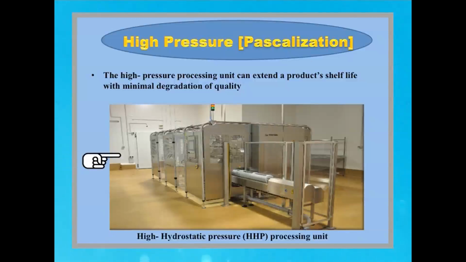Here you can see a picture of the high hydrostatic pressure processing unit. It means the pressure is applied with the help of a liquid, and therefore this is called the hydrostatic pressure unit.